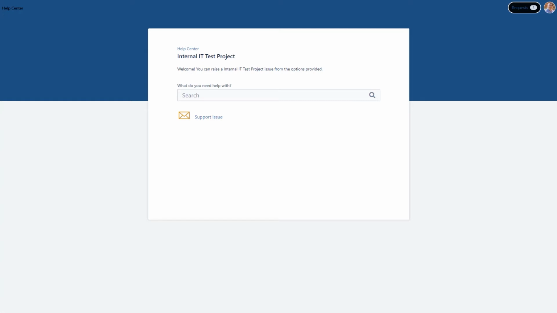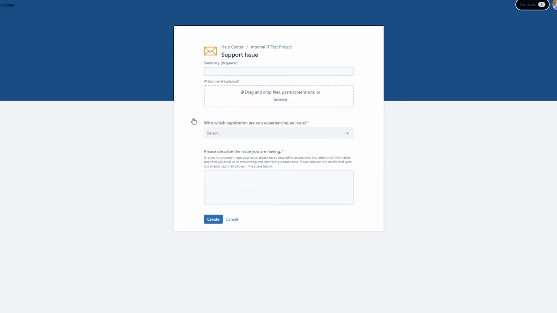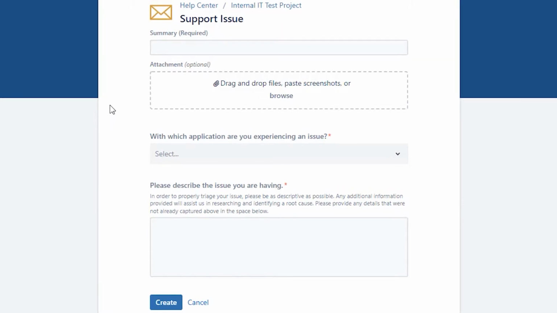To access the new form, the client will log into the support portal like normal. Then they will be presented with a link for the support issue. Once the link is selected, the new support issues intake form will appear.